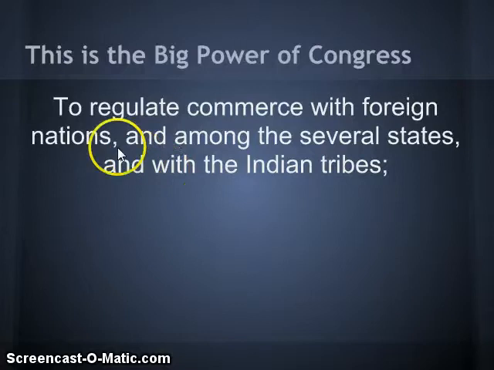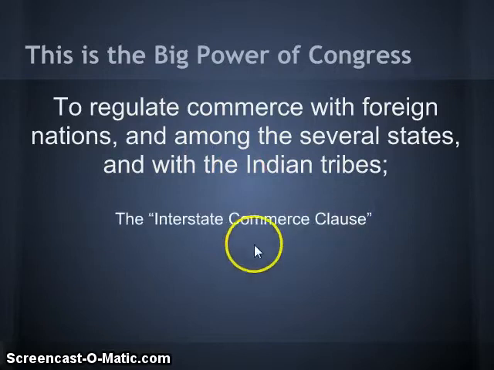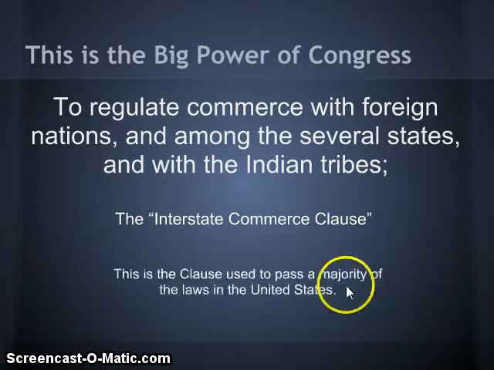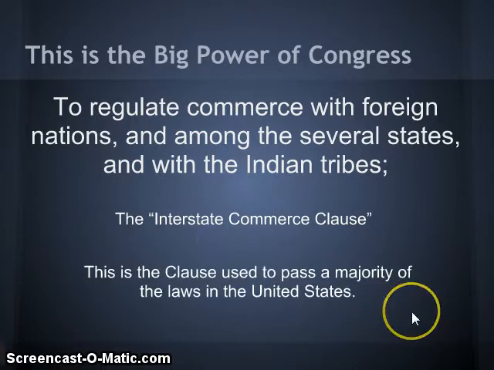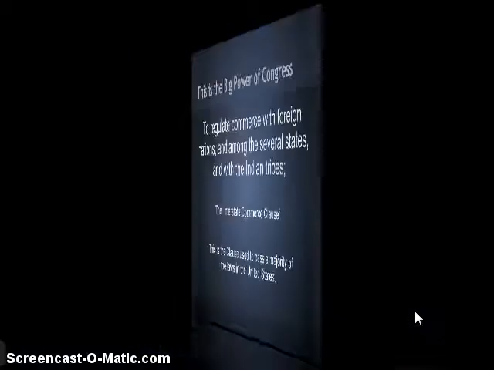But this is the biggest power in Congress: to regulate commerce with foreign nations and among the several states and with the Indian tribes. This is the Interstate Commerce Clause. This is how they pass 90% of their laws, probably, because things that go over state lines, the federal government can regulate according to the Constitution. And lots of stuff goes over state lines. Most everything goes over state lines. So according to the Constitution, the federal government can regulate it, can make laws about it. And like I said, this is the clause used to pass a majority of the laws in the United States.